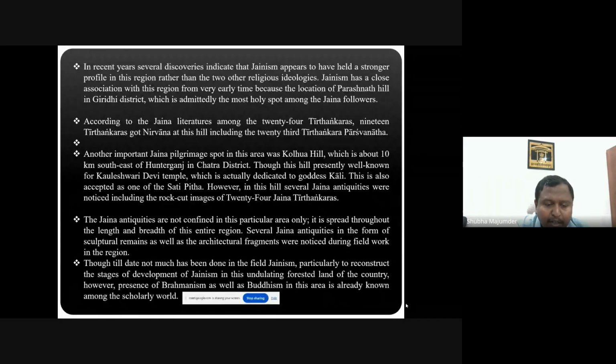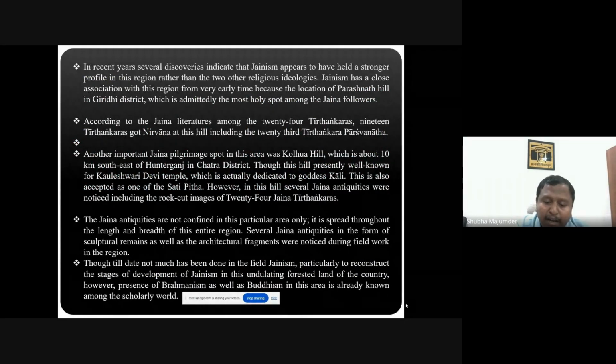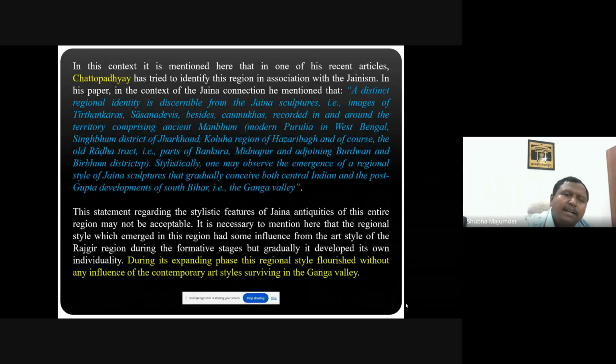Though till date not much has been done in the field of Jainism, particularly the reconstruction of the stage of development of Jainism in the undulating forested land of the country. However, the presence of the Brahmanical as well as Buddhism in the area is already known among the scholarly world. In this context, it is mentioned here that in one of the recent articles, Professor Rupendra Chattopadhyay has tried to identify this region as associated with Jainism.